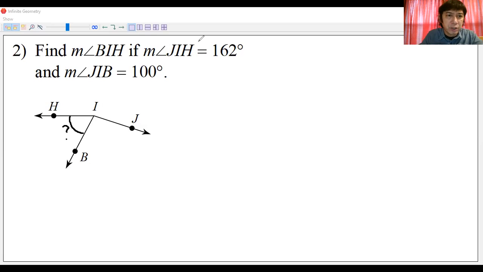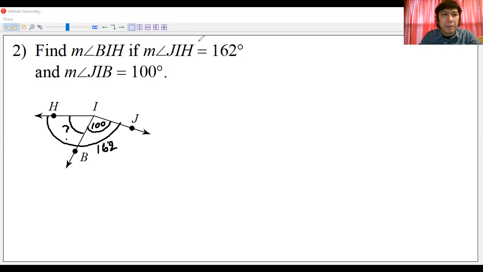If the measure of JIH is 162, which one is 162? It's the total. That's the total angle here. There, 162, JIH. Now the other given is the measure of JIB. That's 100. So this is the 100 here. All right, let's set up the equation and solve the required angle BIH measure.